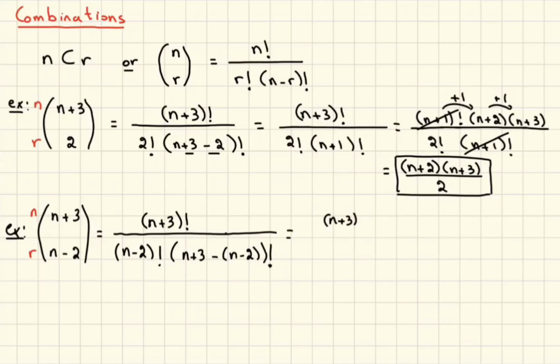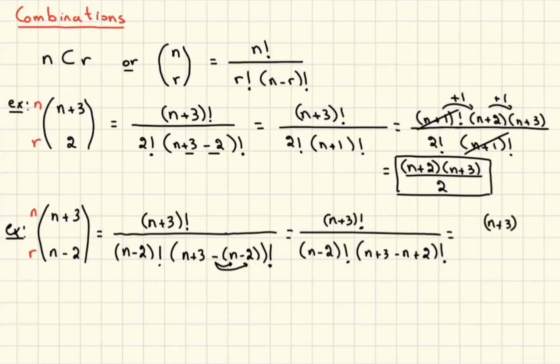Now we don't do anything unless we simplify the big factor in the denominator. So here we have minus n plus 2. So I'll write n plus 3 minus n plus 2, equals (n plus 3) factorial over (n minus 2) factorial, and here the n minus n will cancel, we get 5 factorial, equals.